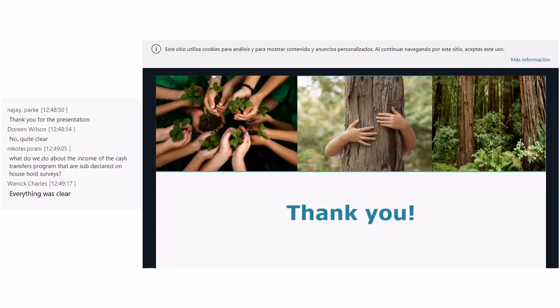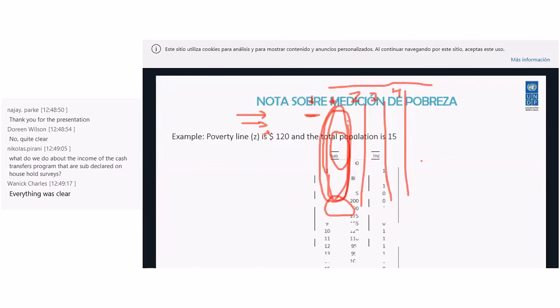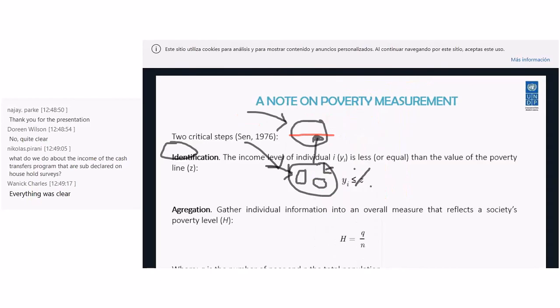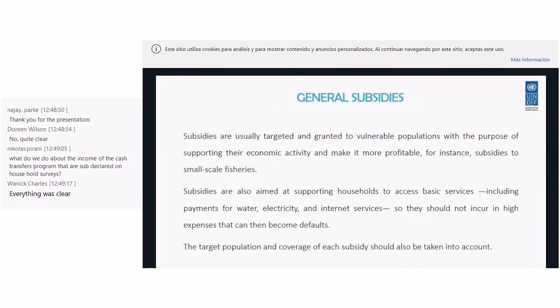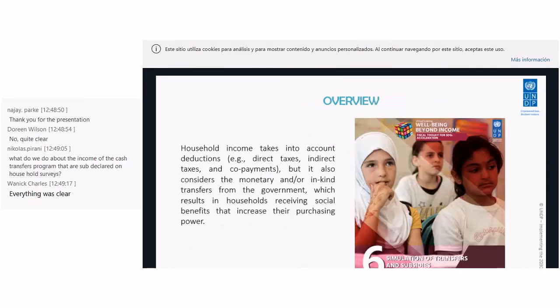We have a question here. What do we do about the income of the cash transfer programs that are self-declared on household surveys? That's a very interesting question from Nicolas Pirani.